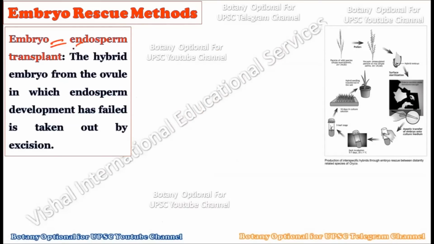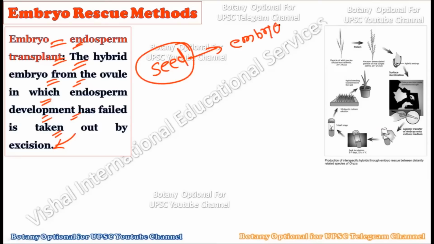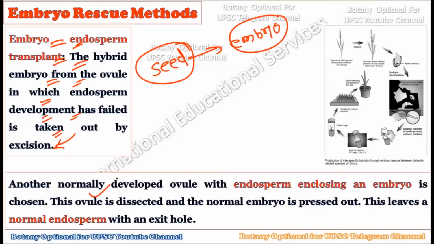Okay, now consider this technique. In the embryo endosperm transplant, the hybrid embryo from the ovule in which the endosperm development has failed is taken out by excision. So if the seed is failing, out of this seed the embryo is extracted at the first stage. Then you take another, normally developing ovule with the endosperm enclosing an embryo. We will select the second seed in which normal ovule development is going on, and this seed is quite viable. It is going to germinate, so it will have the normal endosperm and the normal embryo.